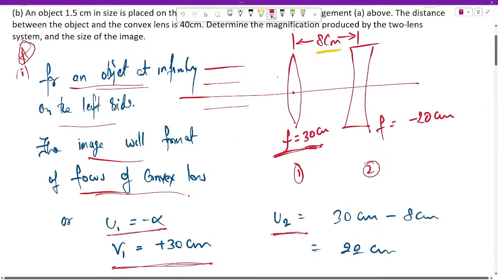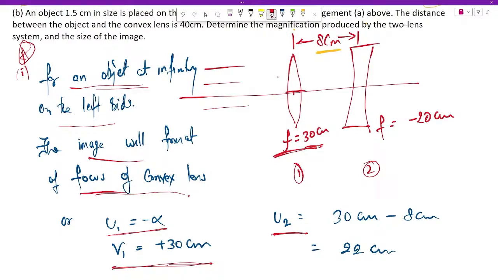When this lens is forming the image, it would be 30 centimeter on the right hand side of the lens. So 30 centimeter from this direction would be somewhere here. Now the distance of this image, which will act as an object for this concave lens, will be 30 minus 8, that will be equal to 22 centimeter. So for this lens, the object will be placed at 22 centimeter on the right hand side. So we can write u2 as 22 centimeter.